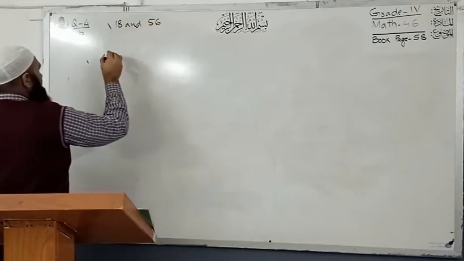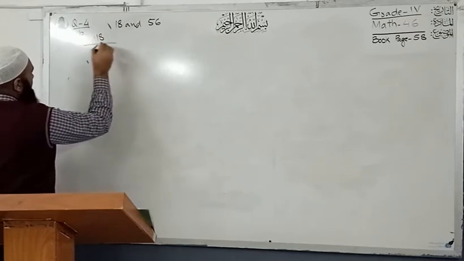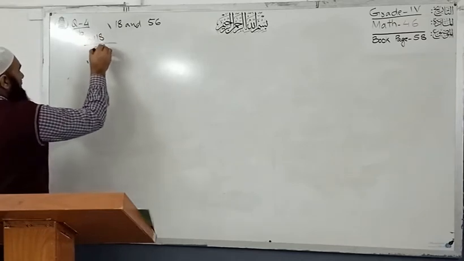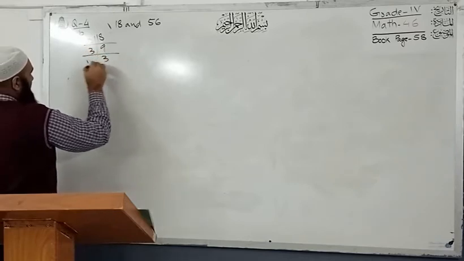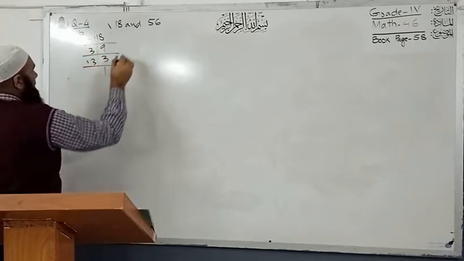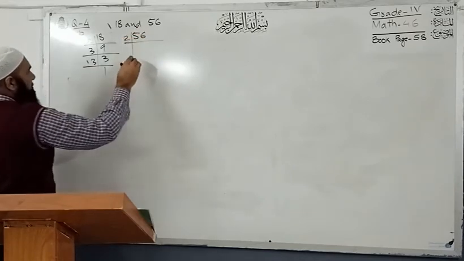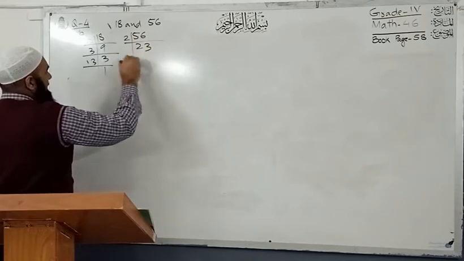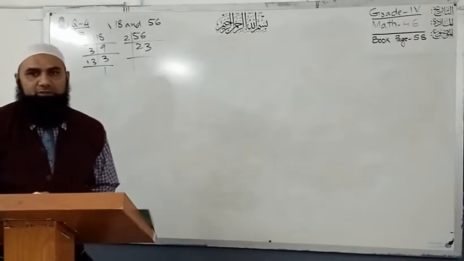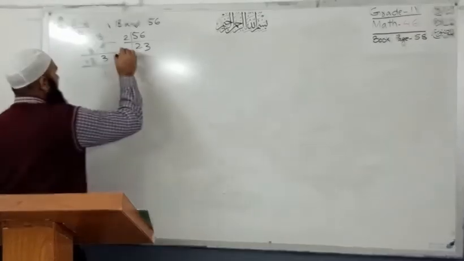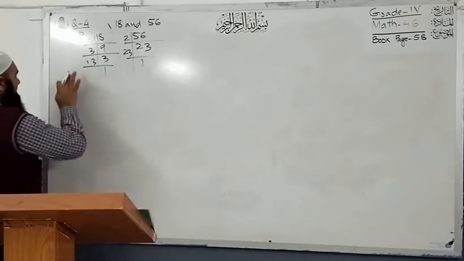Start dividing 18 by the lowest prime number 2. 2 into 18 is 9, 9 divided by 3 we got 3, and 3 divided by 3 we got 1. Now start dividing 56 by 2 and we will get 28, then 14, then 7, and 7 is not divisible by any number because it is also a prime number. Okay, write the prime factors.